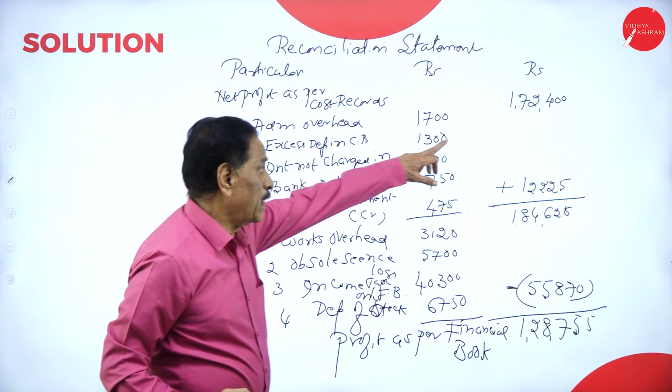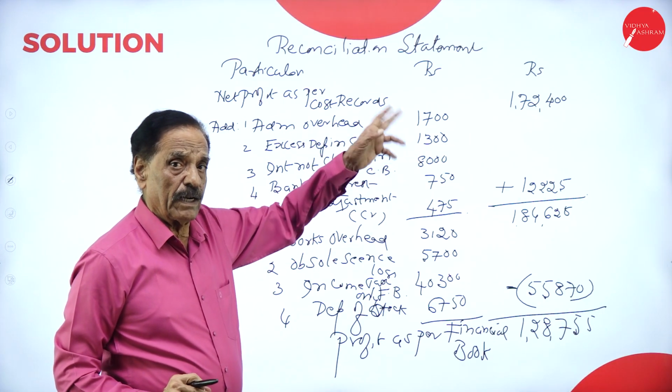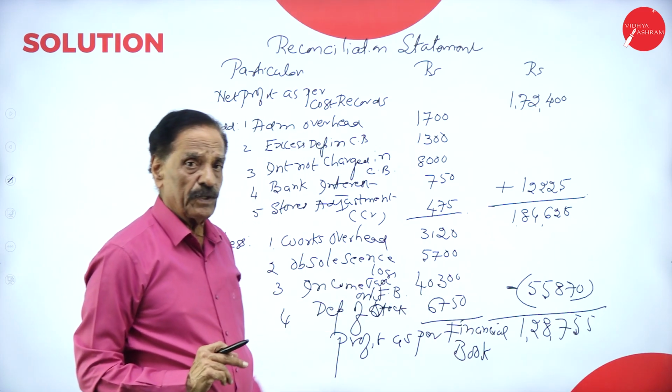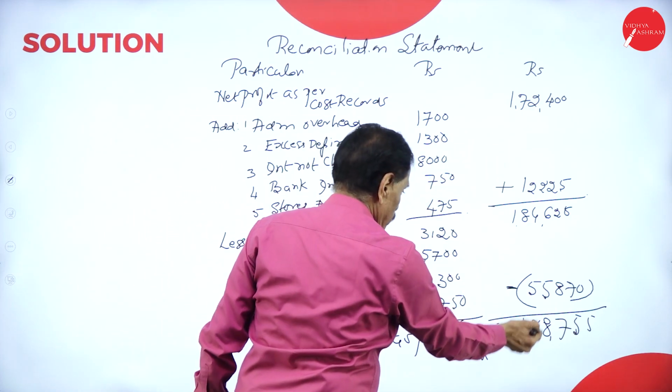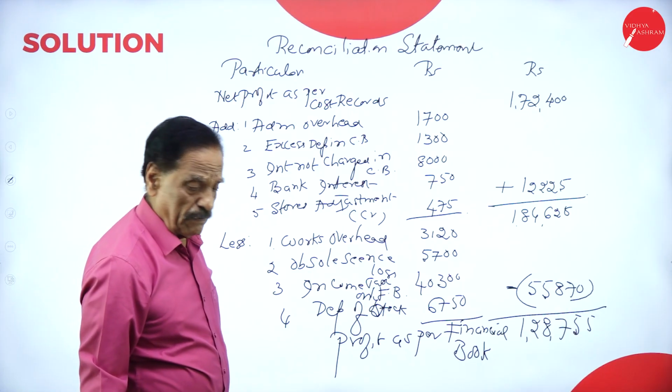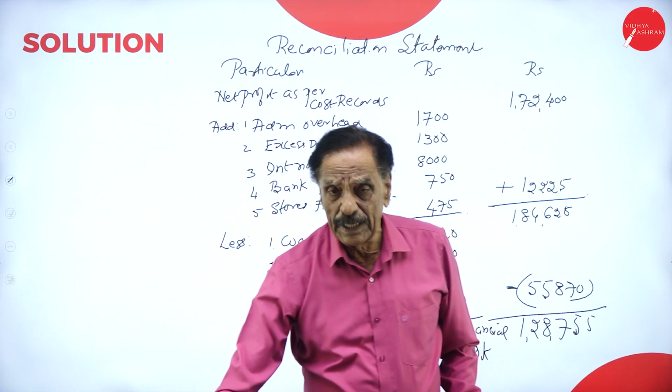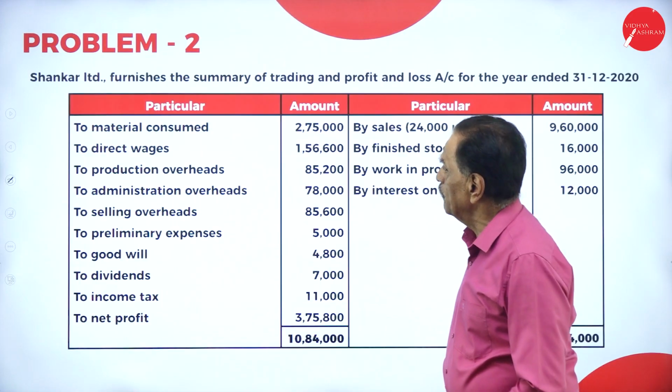So we started with the cost account, and ended with the financial account. So 1,72,000 becomes 1,28,755. Hope you understand this one. We'll move on to the next problem.